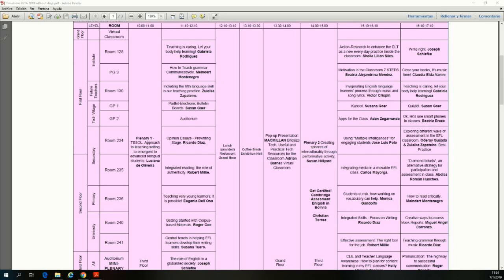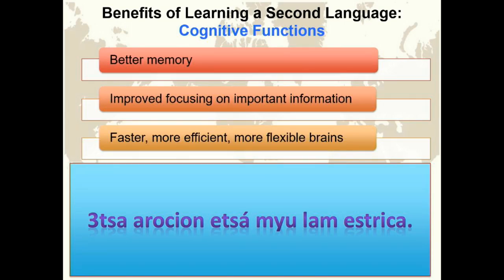Faster, more efficient, flexible brains. This is kind of cool. Let's do a little exercise. Can you read this? Can someone, what does it say? Sí, yeah, es cierto. Esta oración está muy mal escrito. All right, it's kind of stupid, right? It starts with a number, the letters are out of order, but your brain still figured it out.